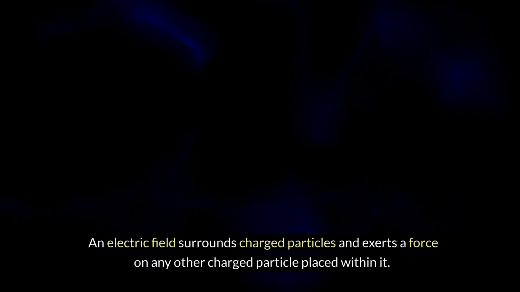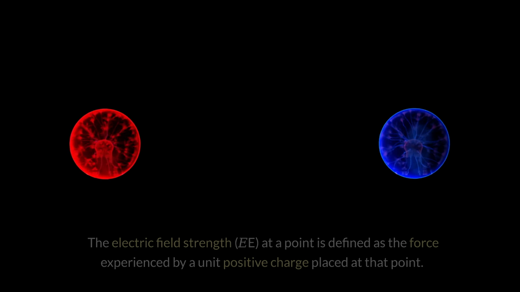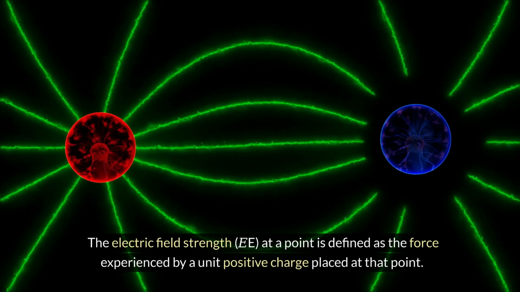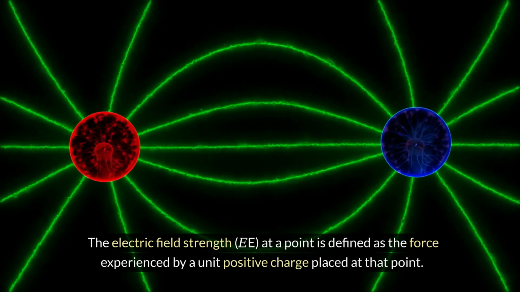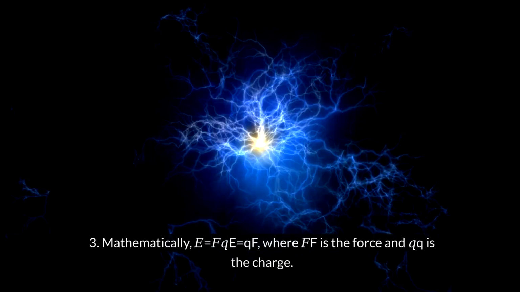Electric field. An electric field surrounds charged particles and exerts a force on any other charged particle placed within it. The electric field strength, E, at a point is defined as the force experienced by a unit positive charge placed at that point. 3. Mathematically, E = F / Q, where F is the force and Q is the charge.